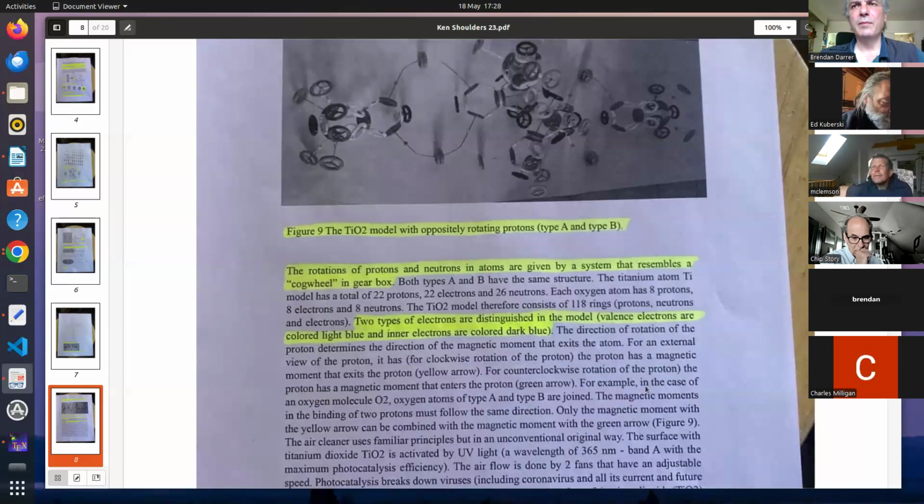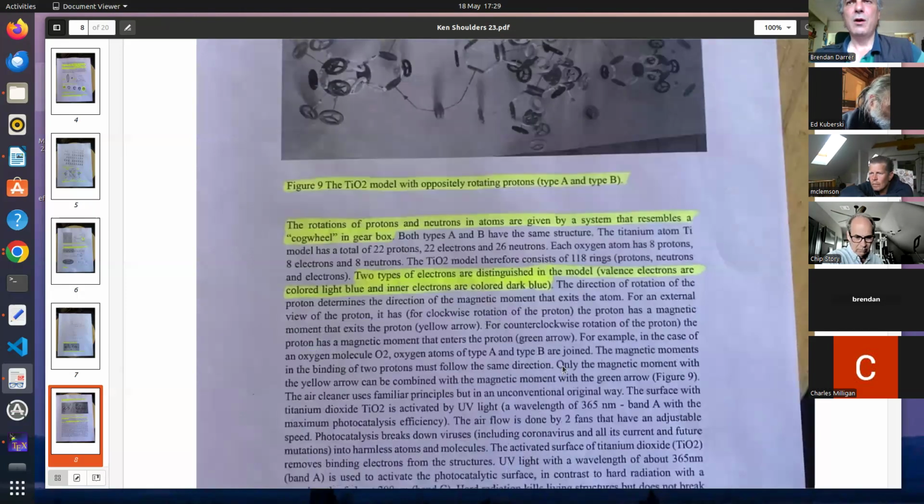For example, in the case of the oxygen molecule O2, oxygen atoms of type A and type B are joined. The magnetic moments of the binding of two protons must follow the same direction. Only the magnetic moment with the yellow arrow can be combined with the magnetic moment with the green arrow, figure 9.